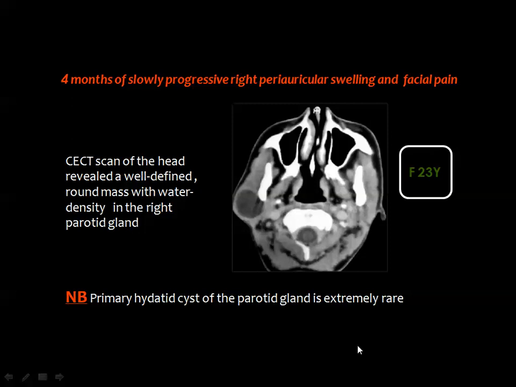And this is a cystic lesion which is located in the superficial lobe of the right parotid gland. You may say that this is a simple cyst, and also you may appreciate some enhancement of the wall and say this is an abscess. And one of the rare diagnoses here is the hydatid cyst. It is stated in the literature that the primary hydatid cyst of the parotid gland is considered extremely rare.